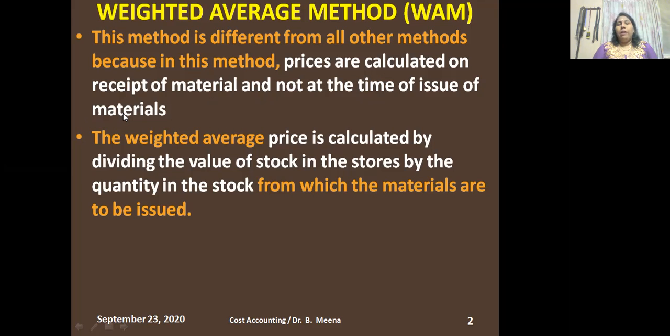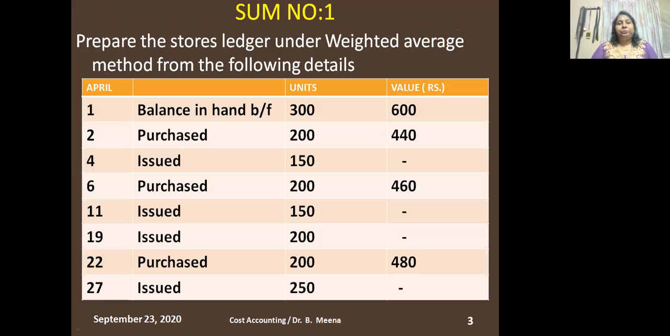Let me check one problem: how to prepare a stores ledger under the weighted average method. Look at this problem. Prepare the stores ledger under the weighted average method from the following details. This problem has four columns: the month column, April, then the dates and the details of the transaction, then the units. In the fourth column, usually we will have the rate, but in this problem they gave the value. So we need to calculate the rate per unit by dividing the value by the units.